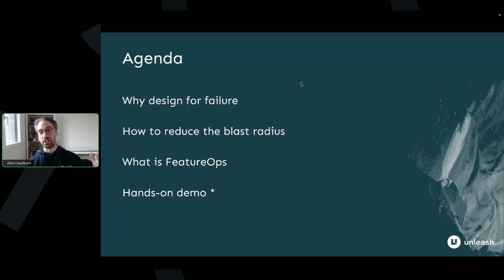This is the agenda for today. We're going to talk about designing for failure. We're going to look at different frameworks and techniques to reduce the blast radius, and we'll talk about what that means. We'll describe and analyze a little bit what is FeatureOps, and we will do a live demo.